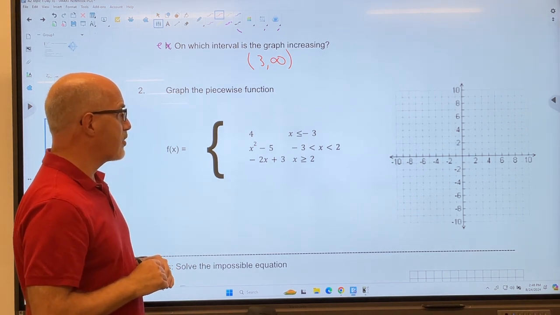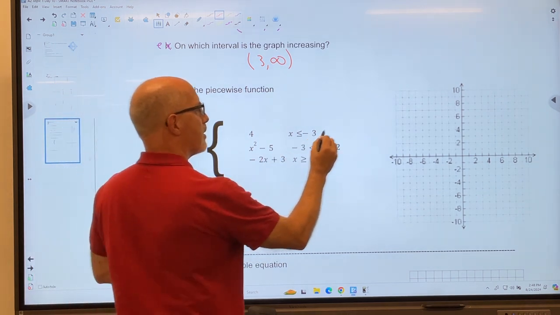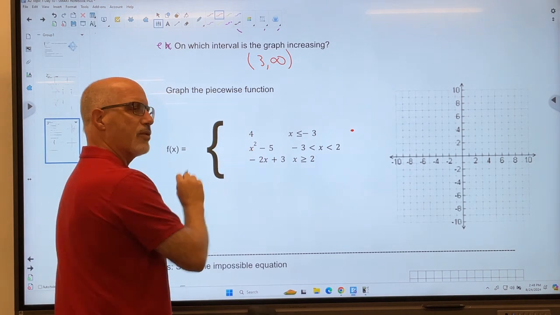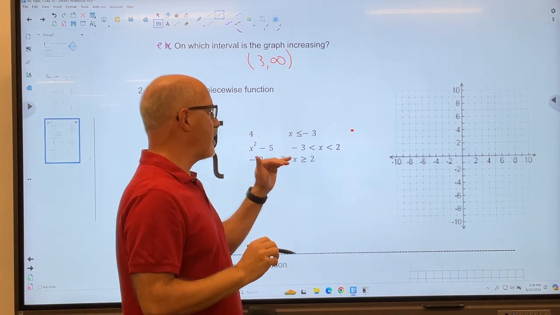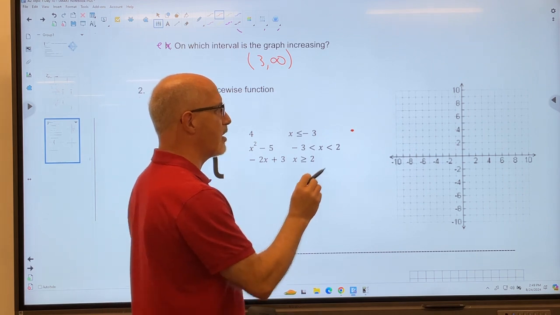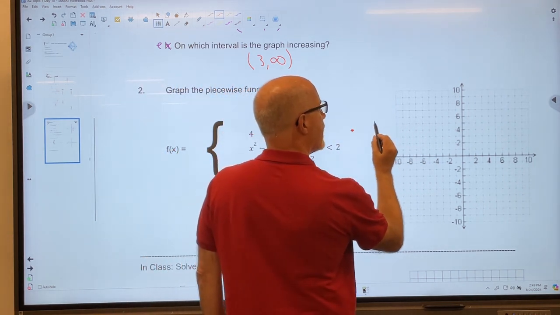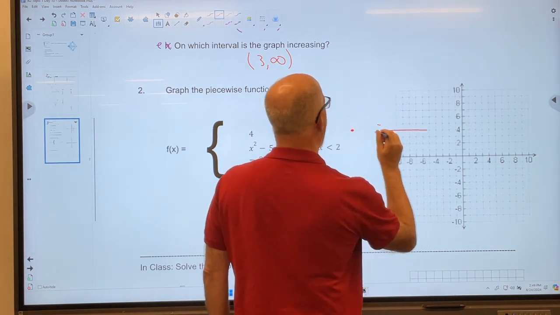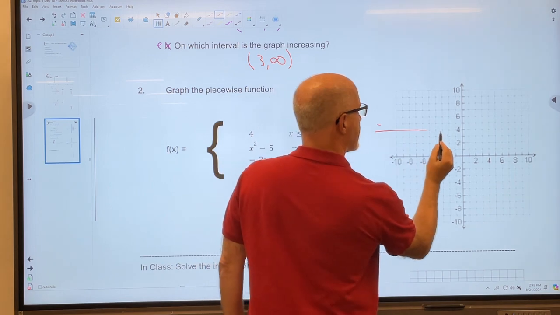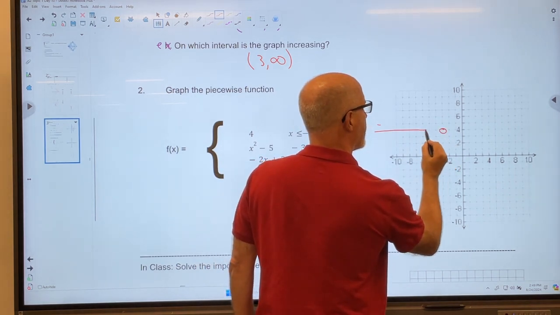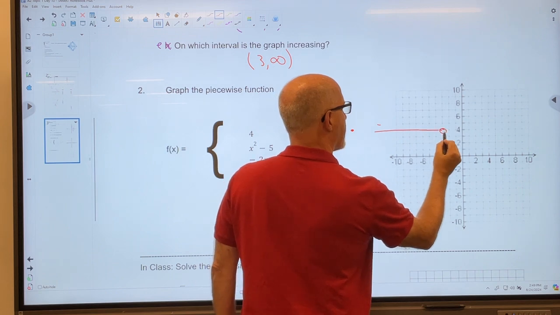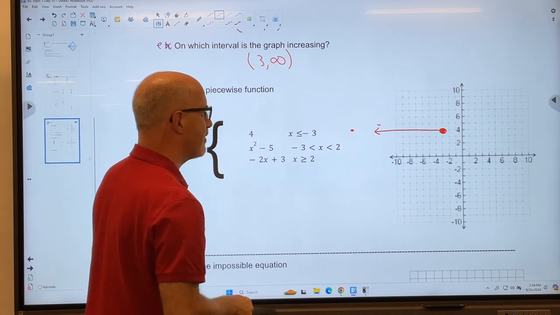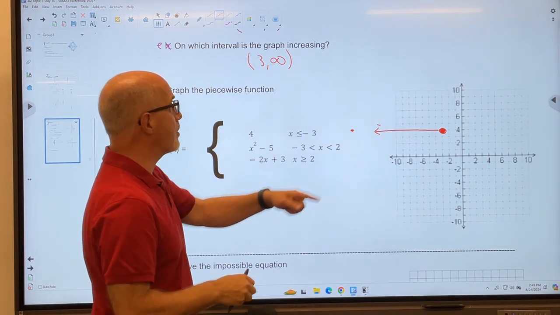piecewise function. Remember, a piecewise function I like to do in different colors just to help us see. Y equals 4 is the first part. That's a horizontal line. Whenever you have just a number, it means horizontal. So y equals 4 is going to be a horizontal line here at 4, and it's going to stop when we get to -3. As you get to -3 here, I'm going to do a closed circle because it's "or equal to," so I'll have that part of the graph. Or equal to, closed dot.